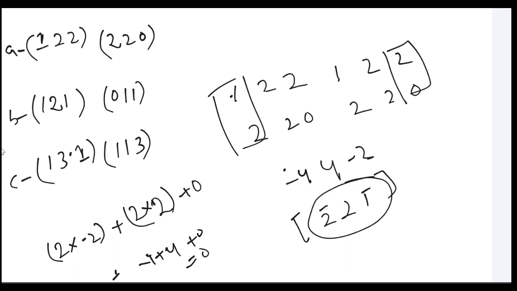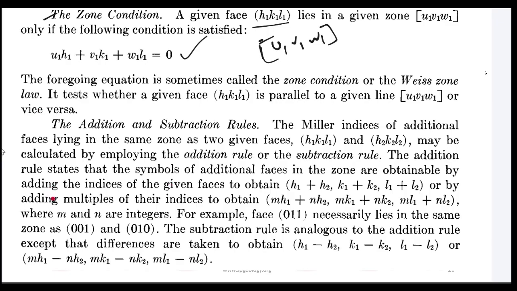There are some calculations in crystallography. Another important thing: if we have two faces of a zone, then we can calculate what other faces will be in that zone. That is called the addition rule.